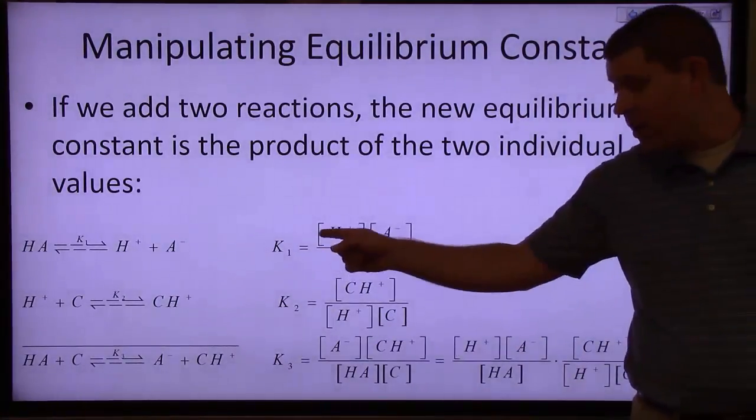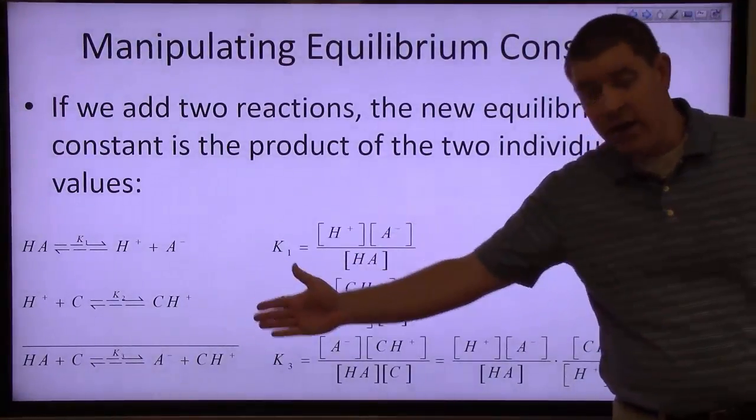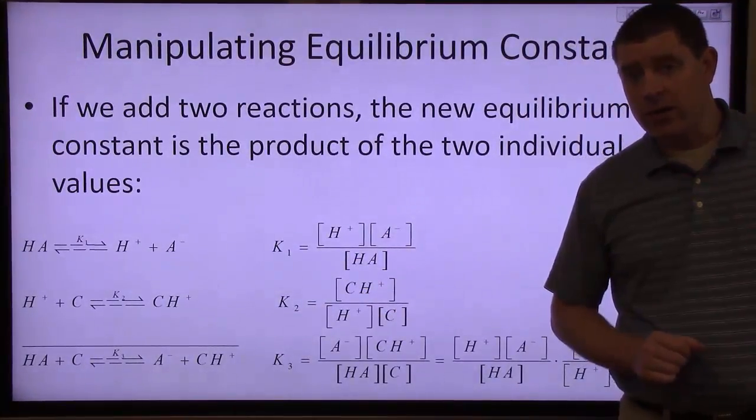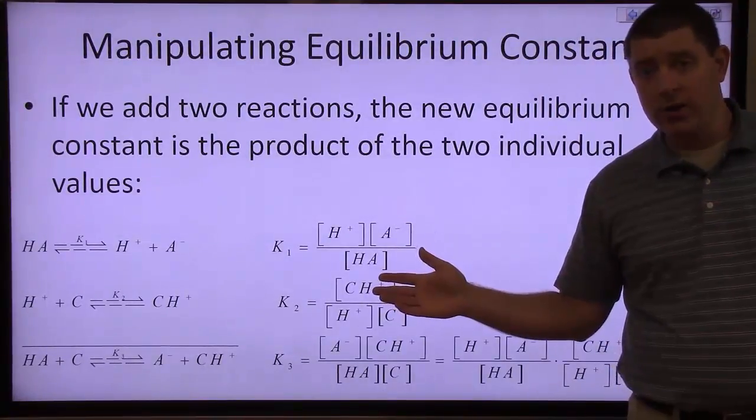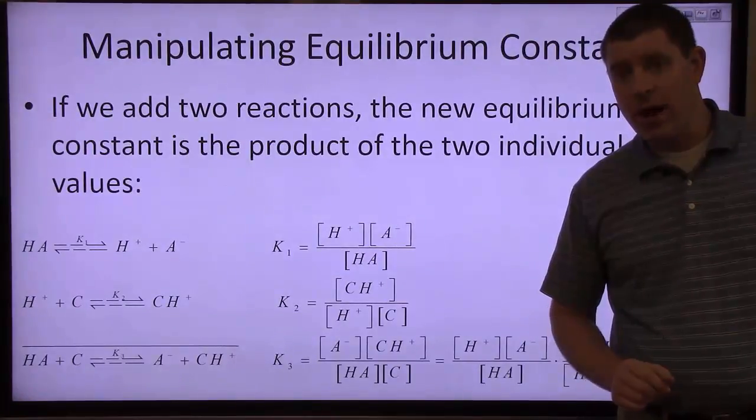It's simply the product of our two equilibrium constants for those reactions that we added up to give us our overall reaction. Now, of course, you could do this for more than just two reactions, and this will hold for whatever set of adding reactions that you perform.